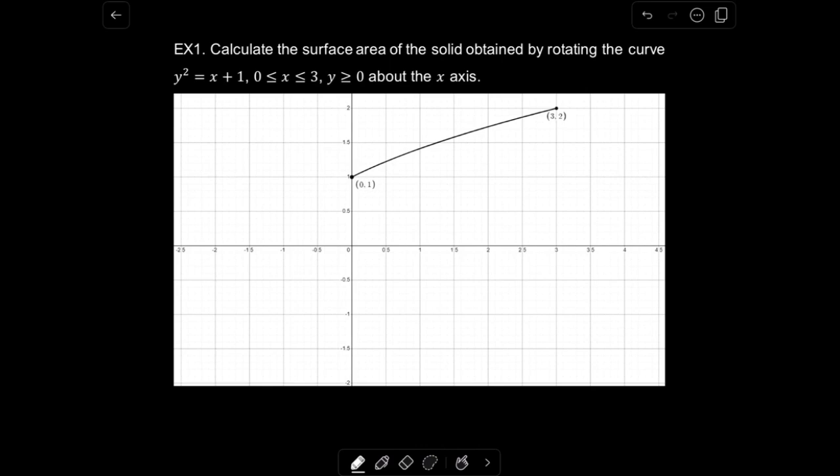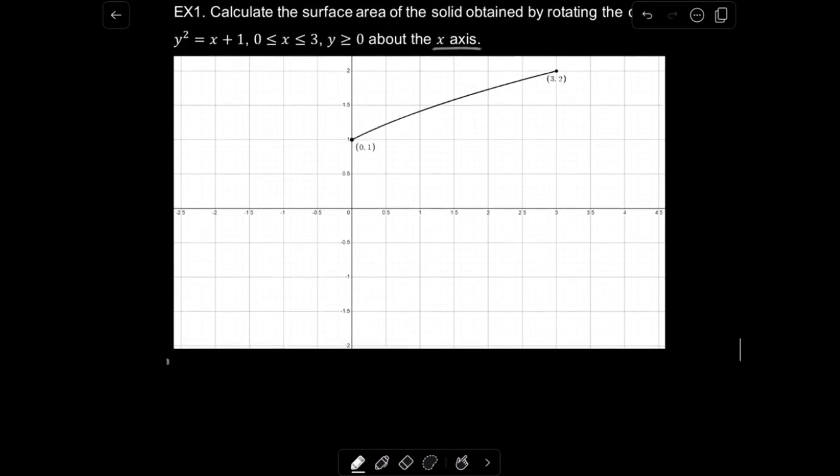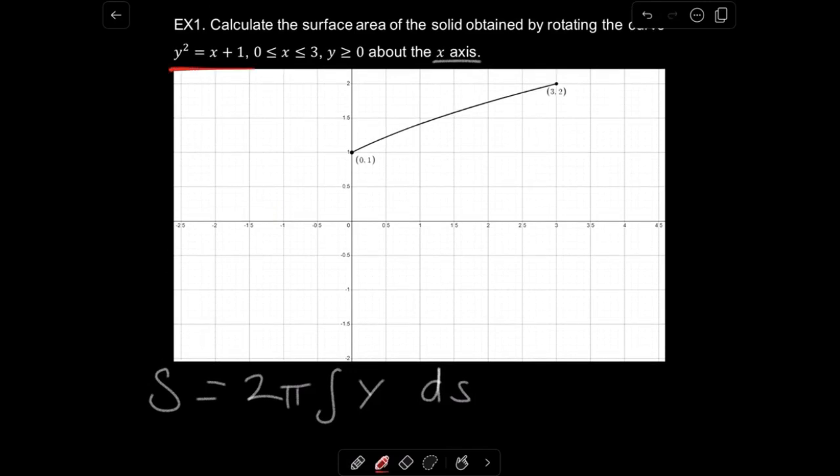We are rotating it about the x-axis. Therefore, I'm going to choose S equal to, remember, opposite variable, 2 pi integral of y ds, not dy, ds. Step 2 is to choose what ds is. Take a look at the equation. y squared is equal to x plus 1.